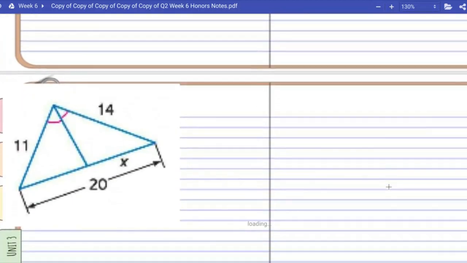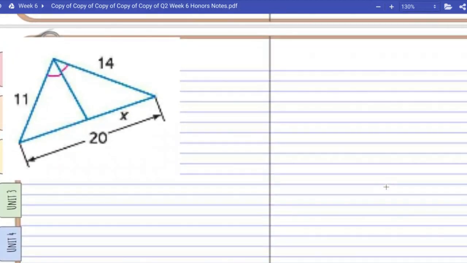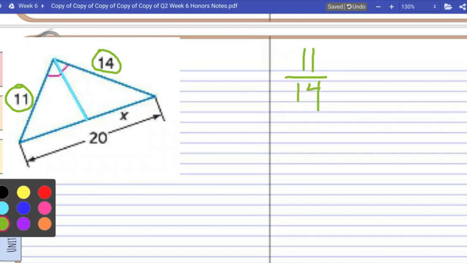Okay, now the hard one. Same exact problem as the one before this. You have an angle bisector. I don't think any of you got to this question yet. Okay, perfect. The easy part, I match up the sides, 11 and 14. Set up a ratio, equals.